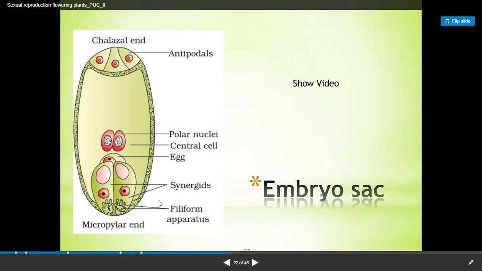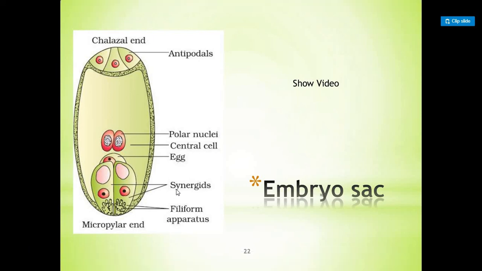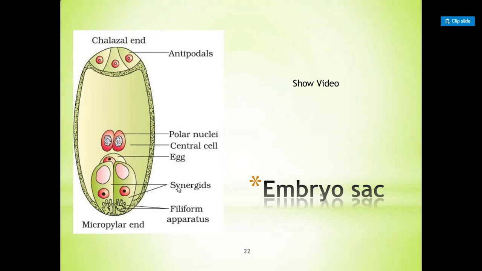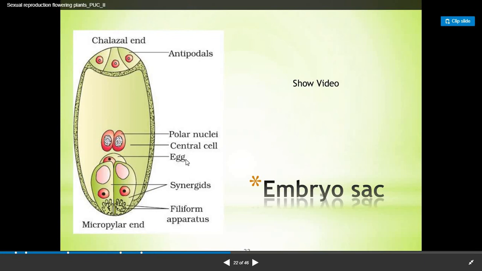So here we end with the embryo sac formation and what is present in the gynoecium, the female reproductive part. That is all over. I hope you are clear about this. This was the revision part of the second chapter.